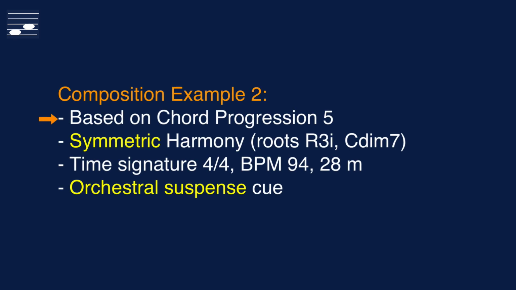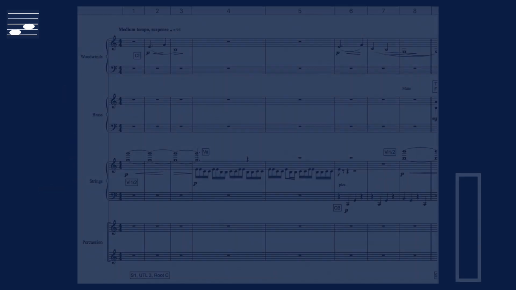Composition example 2 is based on chord progression 5 in the 4-pitch symmetric harmony system. Now the time signature is 4/4 and I present a 28 measures long orchestral suspense cue. Again, there is an annotated condensed score.